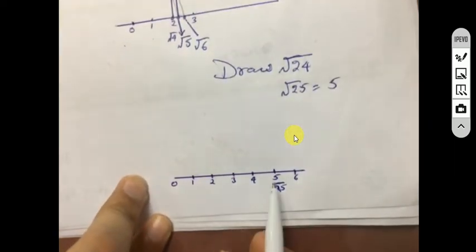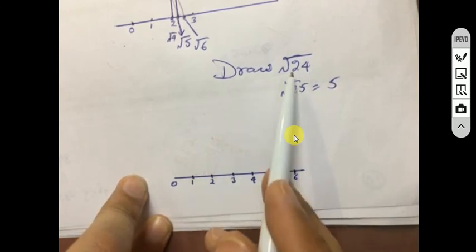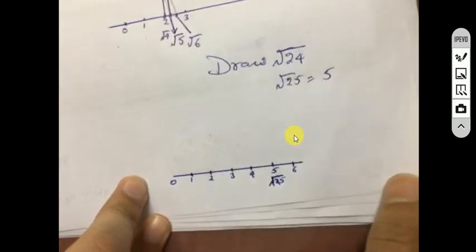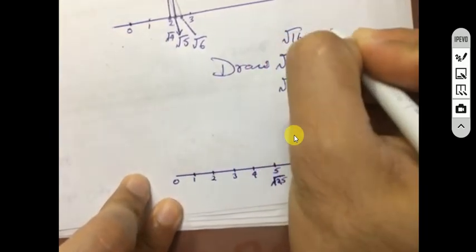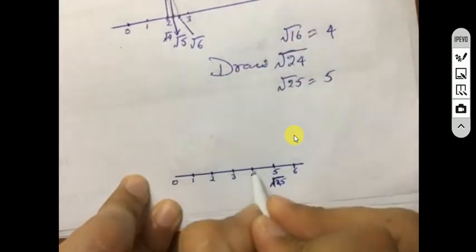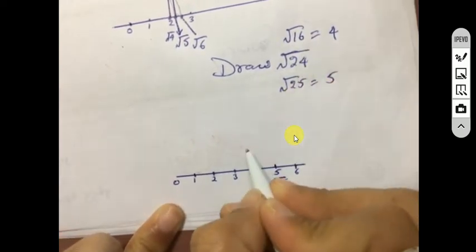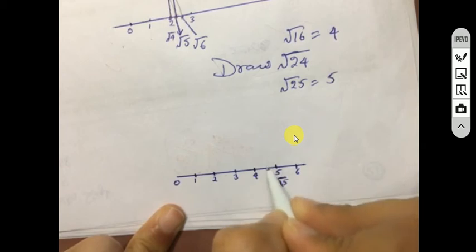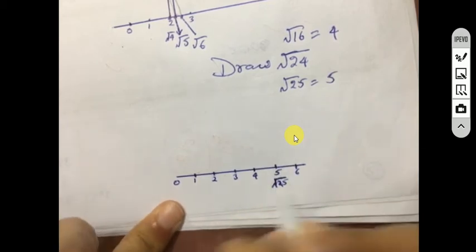Now we know that under root 24 will be before this point. It is going to be before this point, it cannot be after. Now another perfect square less than 24 is 16. Under root 16 is 4. So we know it will be between 4 and 5. Now if we start from 16 to 17, 18, 19, 20, 21, 22, 23, then 24, that is a long method.